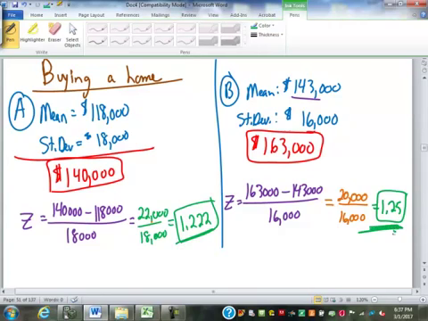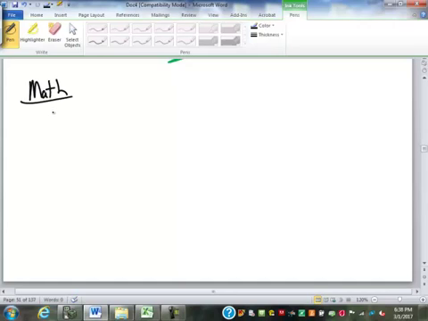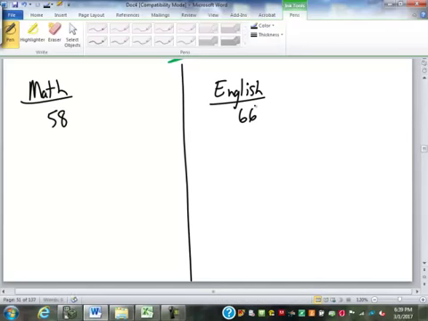This can be used for starting wages, stuff like that. Used for testing. Let's say when you got into school here, you had to take your tests. Let's say you took your math test and you got a score of 58. And on the English test, you got a score of 66. Does that mean you're better at English than you are at math? Well, no, they weren't the same test.